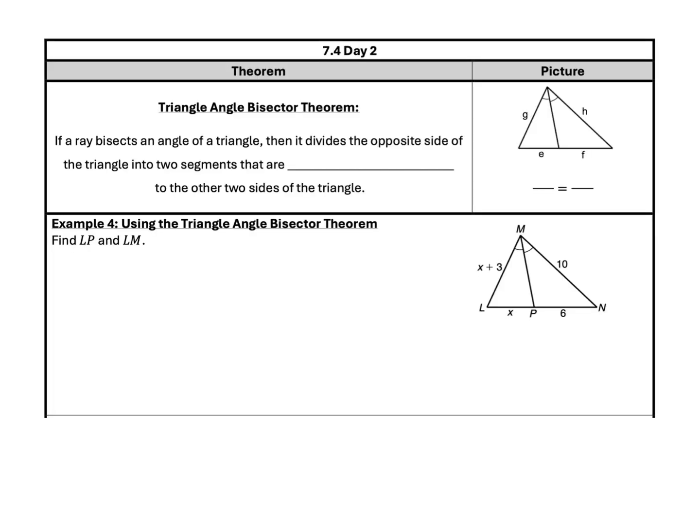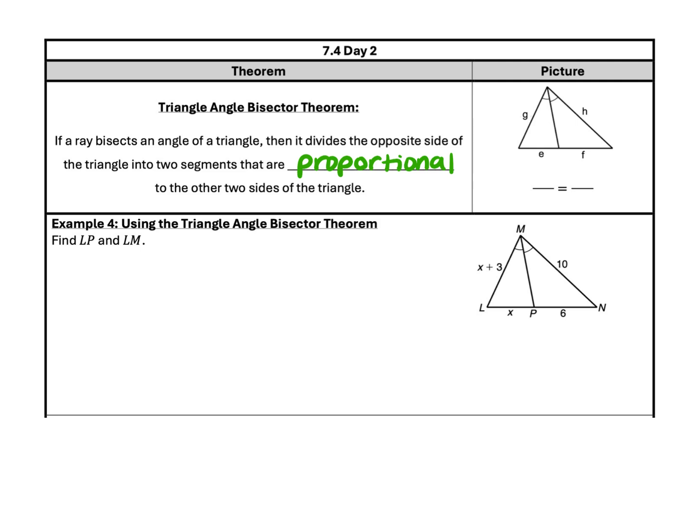The final theorem of this section is called the triangle angle bisector theorem. This theorem states that if a ray bisects an angle of a triangle, then it divides the opposite sides of the triangle into two segments that are proportional to the other two sides of the triangle.